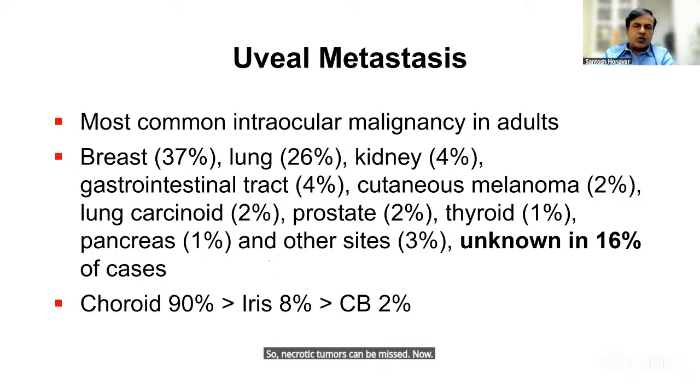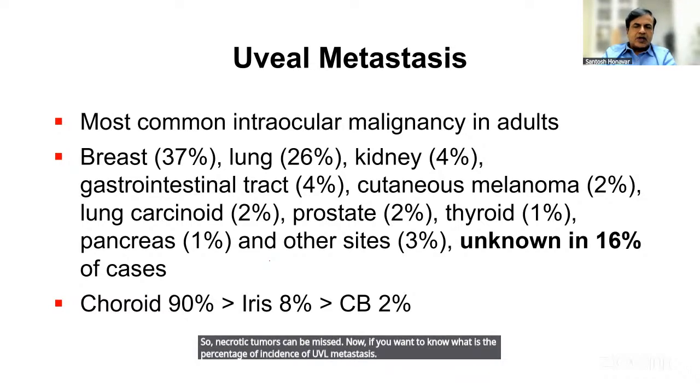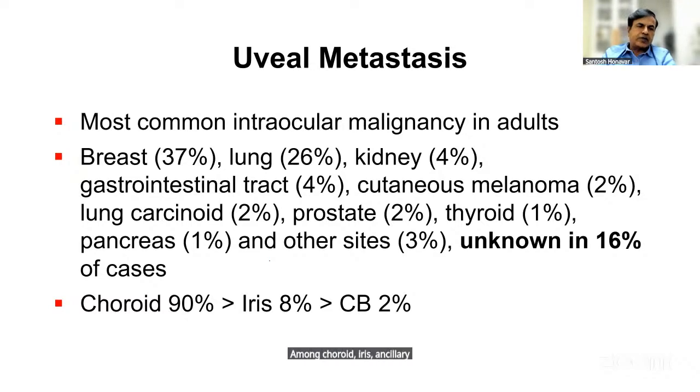Now, if you want to know the percentage of incidence of uveal metastasis among choroid, iris, and ciliary body, the ciliary body is the least.